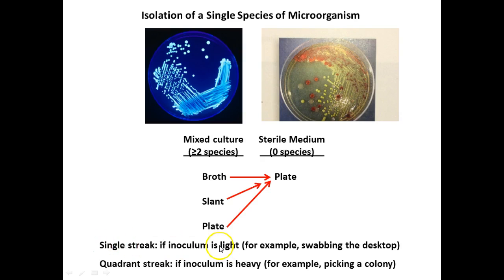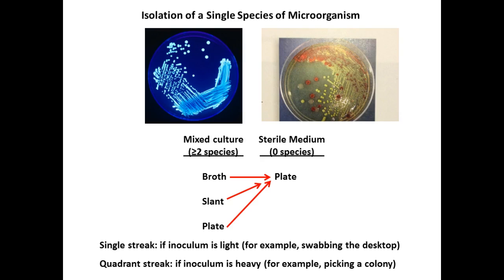So a single streak of inoculum is light. For example, when you took from the desktop, we just used the swab and ran it across the plate. That was enough because we didn't have a large number of organisms to get all those different growths we saw on our plates last week.